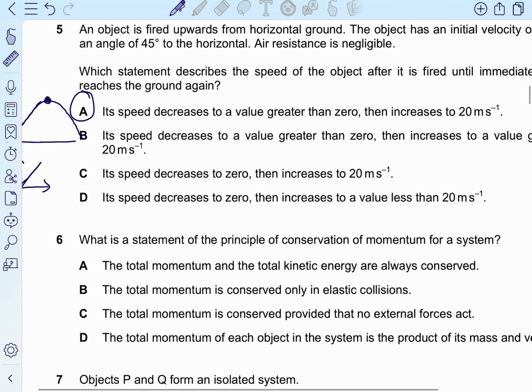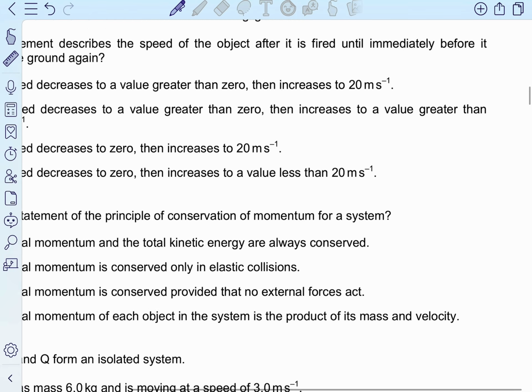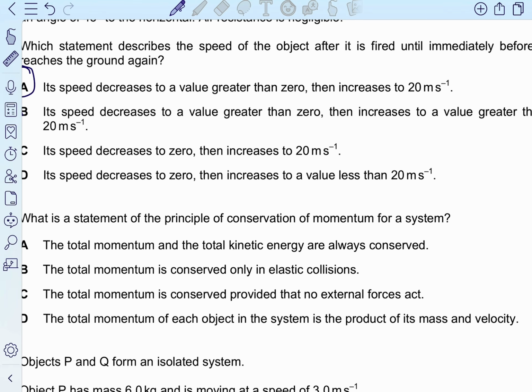If you see option B, it says the speed decreases to a value which is greater than 0, but then it increases to a value greater than 20 meters per second. That means that the final energy is greater than the initial energy, which is not possible because there is no other form of acceleration. So this is not possible.